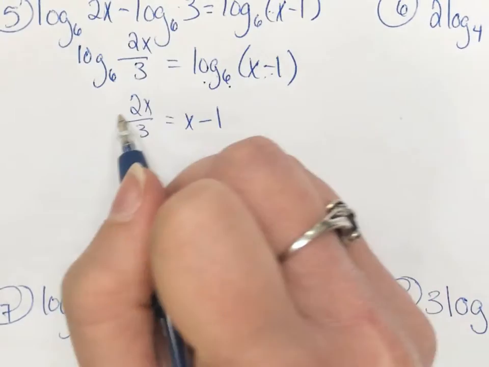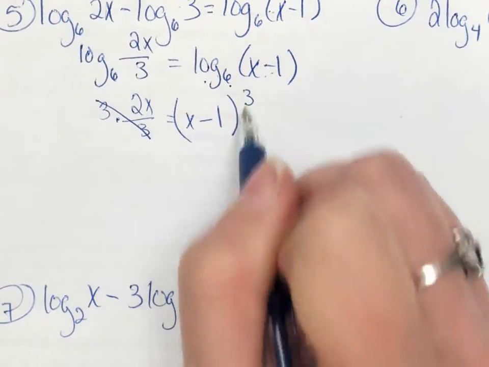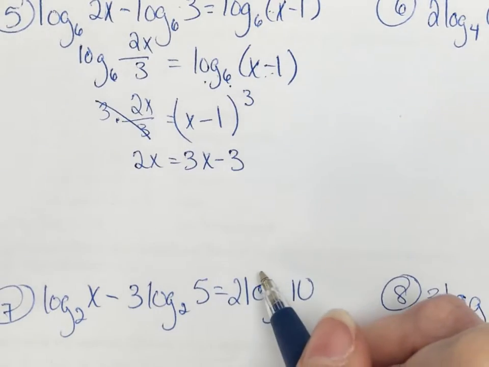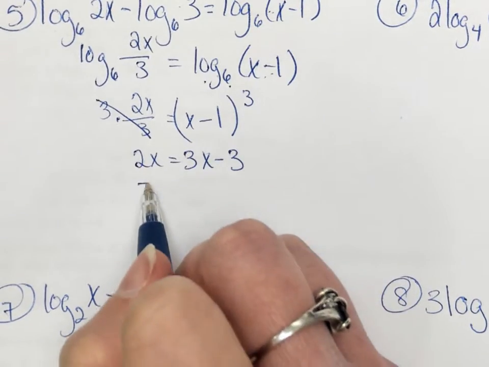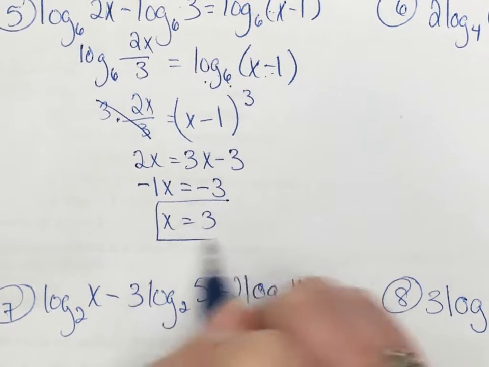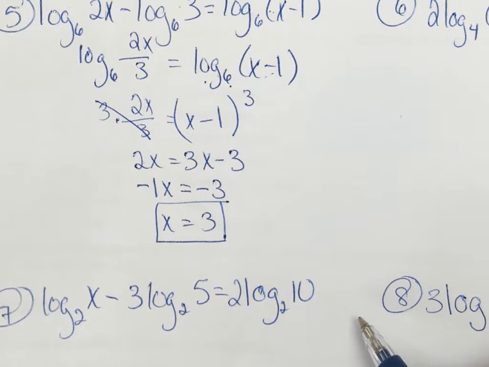All right, so here we go. We would multiply by 3. When you do that, you have to use parentheses. So 2x is equal to 3x minus 3. Move the 3x by subtracting. That'd be negative x. Divide, and you should have gotten positive 3. Y'all okay? Now, if you showed your work, you will get partial credit, okay? But you have to show me work so I can see what you did wrong.